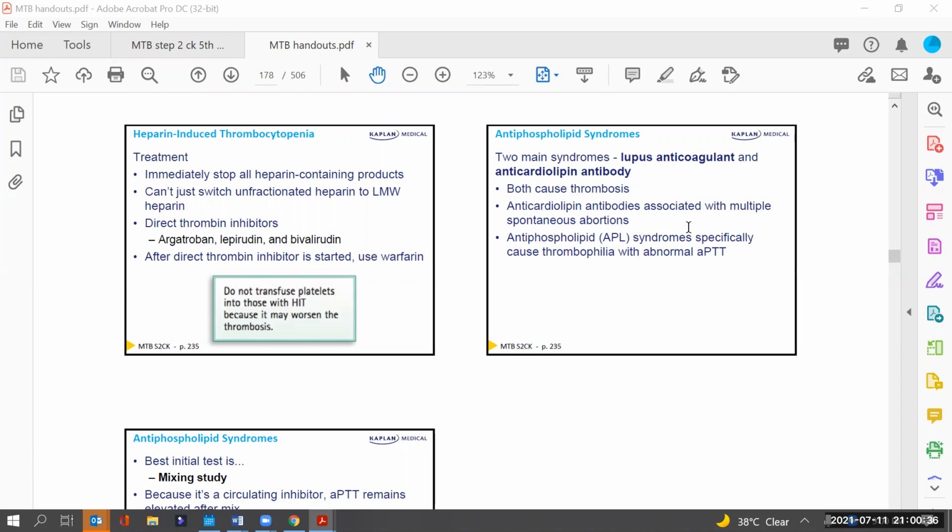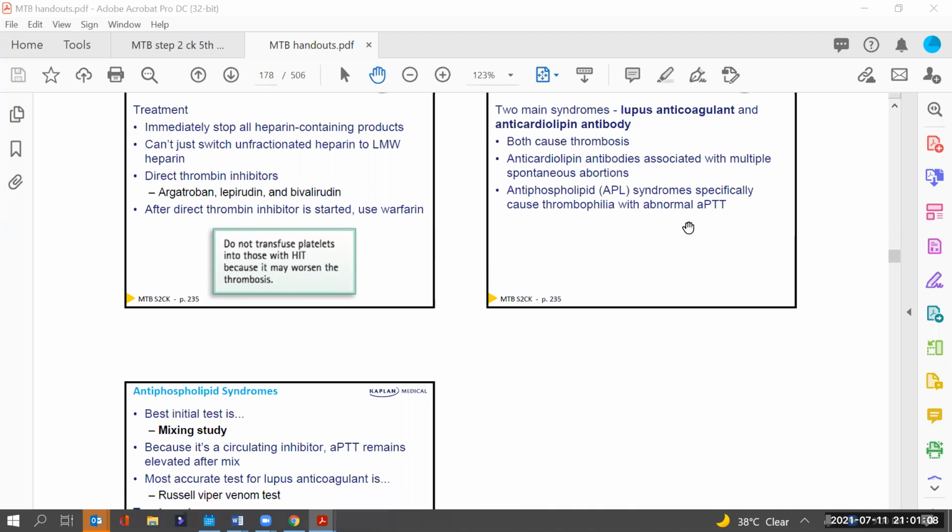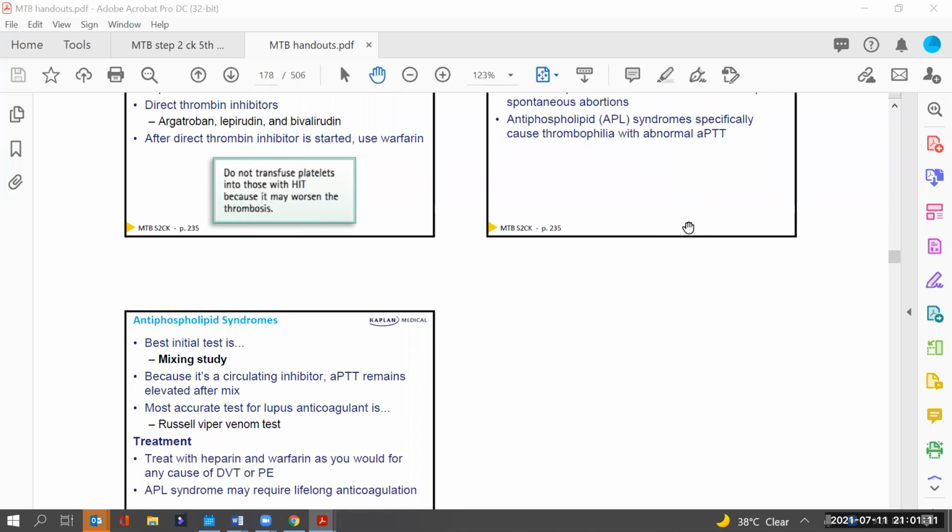So whenever they want us to choose APLA syndrome, there must be a case where the woman is having a multiple abortion history, she's not conceiving at all, she wants to conceive, but during the first trimester she experienced abortion. Always think of APLA syndrome. Antiphospholipid syndrome specifically causes thrombophilia with abnormal APTT, and when you go for blood profile studies, you will see abnormally increased APTT. If we go for the best initial test, we will see the mixing study.